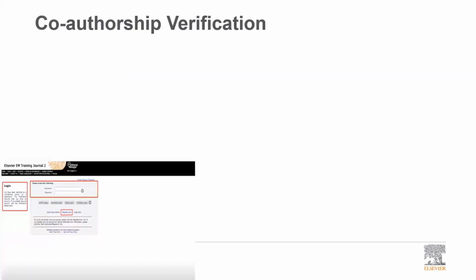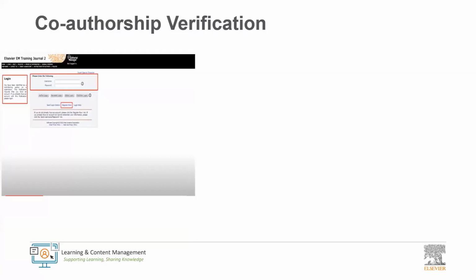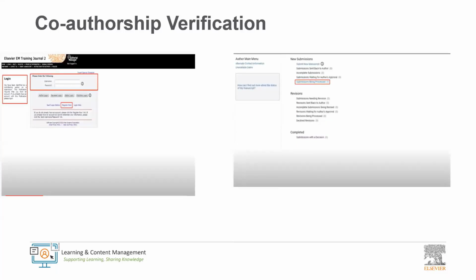Some journals will ask that you also register or log in to verify your co-authorship, which will also allow you to view the status of the submission on your author main menu from the folder Submission Being Processed, as you could see from here. You may also receive up to 2 reminders to verify your co-authorship.